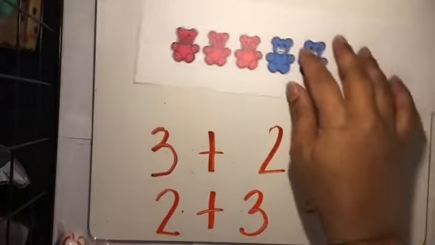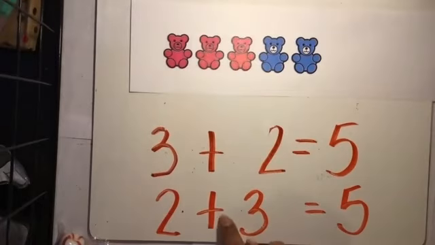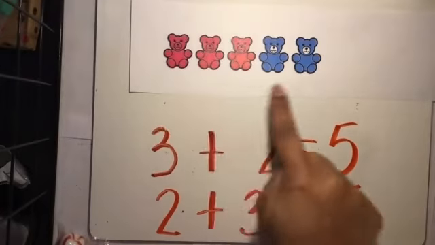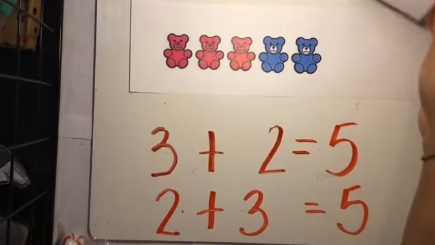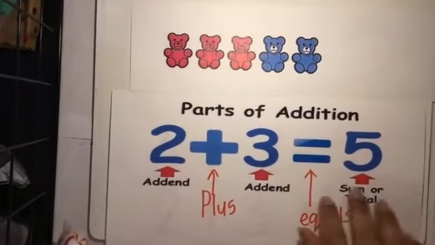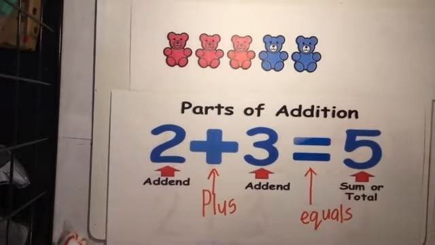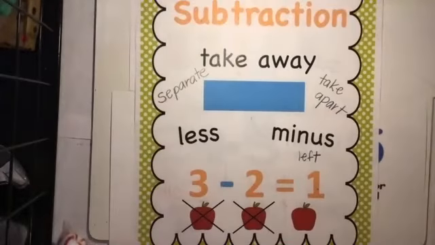I can also create a different kind of sentence with this or these representation of bears. I can create a number sentence that is subtraction. I want to talk about subtraction before I move on. So I'm going to put this right here. So that was addition. Now we're going to talk a little bit about subtraction.